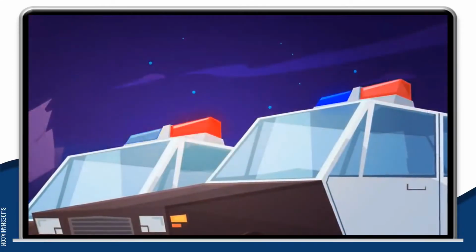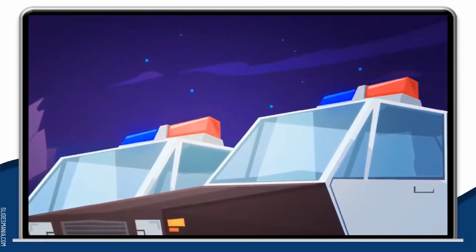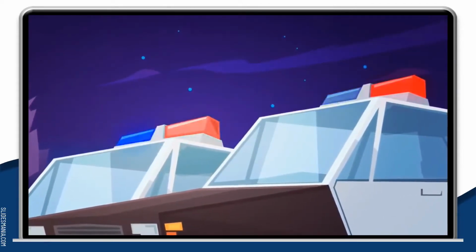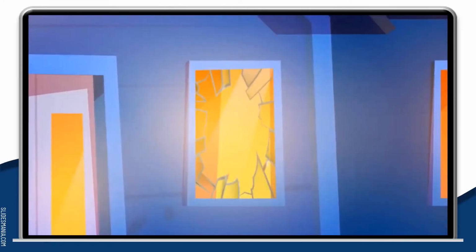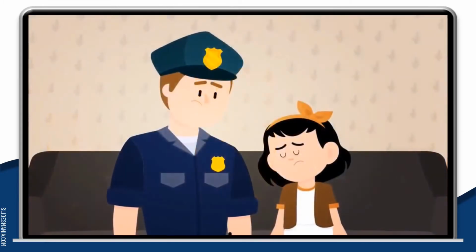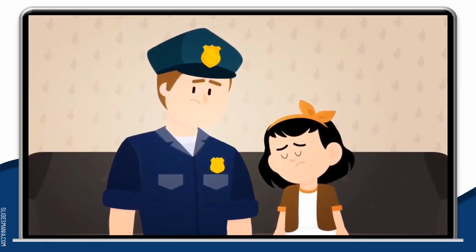But one night, after David had been out at a party, he came home to see two police cars in his driveway. As David walked to his house, he noticed that the main window was broken. He walked inside and saw two policemen talking to his little sister, who was crying.